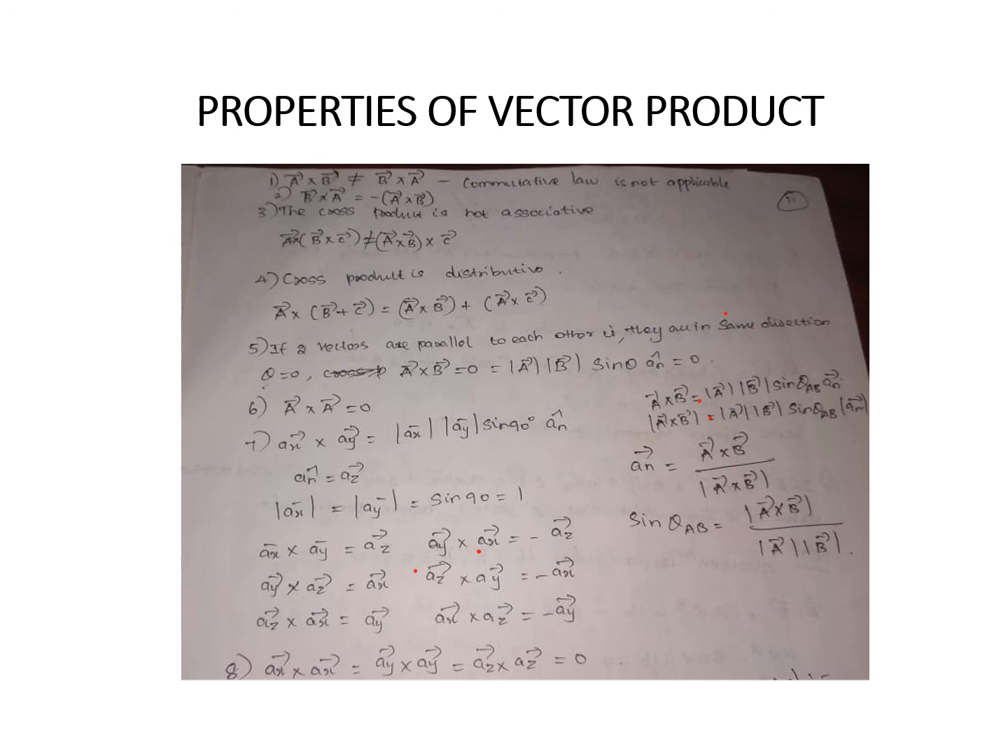The last property: Ax vector cross Ax vector equal to Ay vector cross Ay vector equal to Az vector cross Az vector is equal to 0, because the angle between the x-axis and x-axis is 0. Sine 0 is equal to 0, so the answer is 0. And also you have to study the an vector formula and the sine theta AB formula. Thank you.